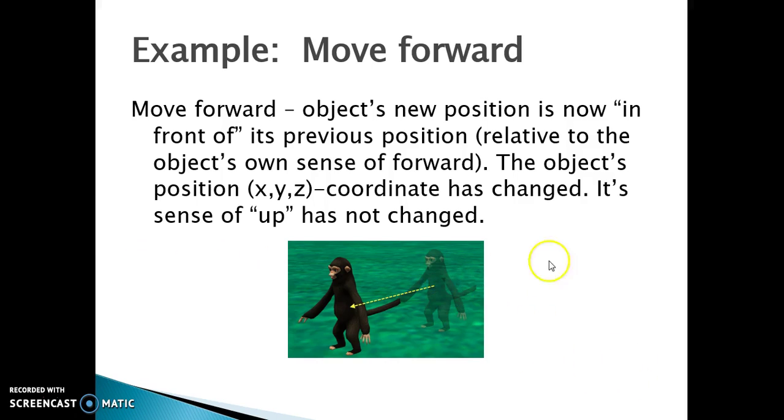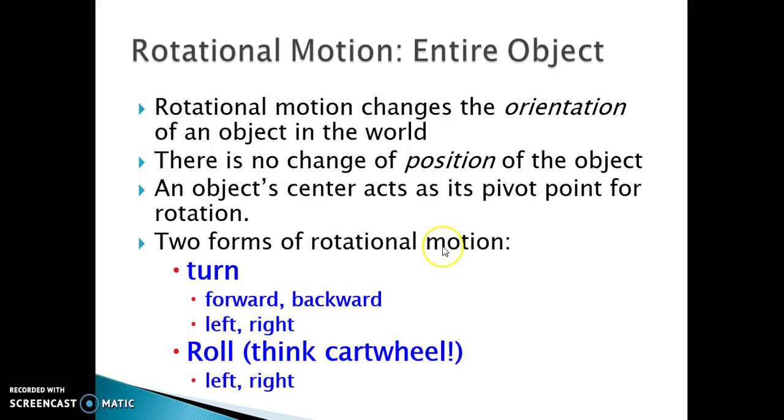So here's a really nice graphic that they made where the monkey is moving forward. This is where it was before, and after the move forward command, this is where it is now. And what's important is that the XYZ coordinate has changed, but its sense of up and forward has not changed. Just this set of numbers has changed. Okay, but if we're going to rotate it, then that's going to change its orientation without changing the X, Y, and Z. So the two types of rotation are turn and roll.